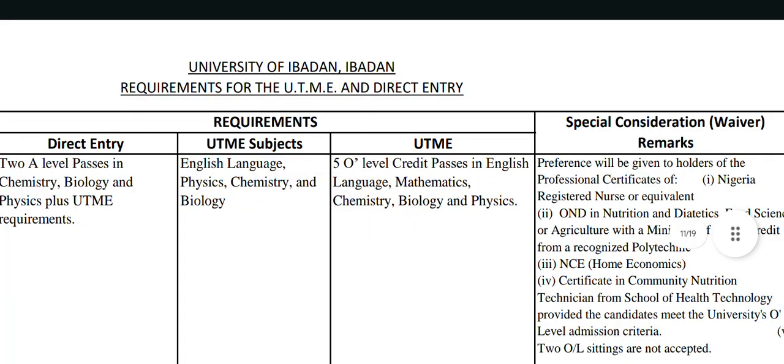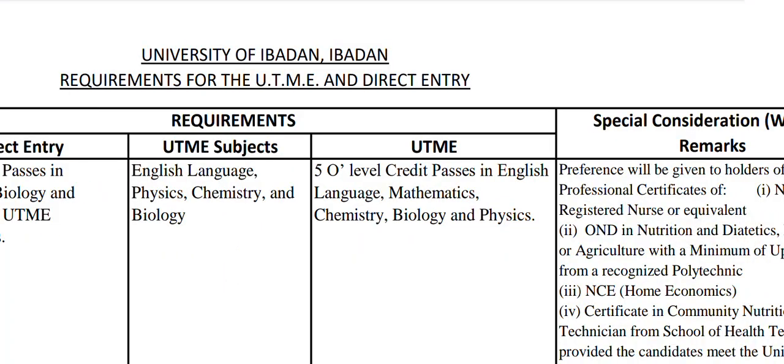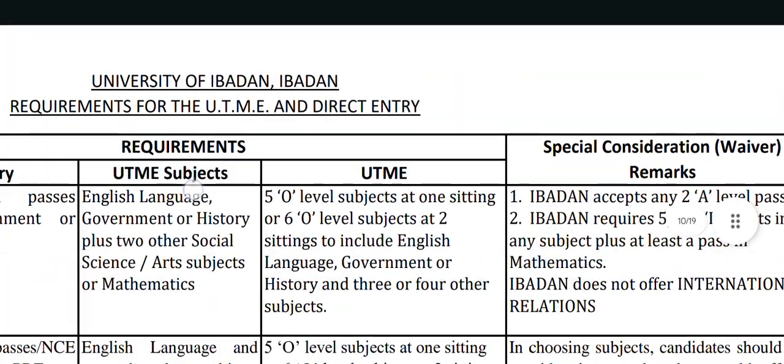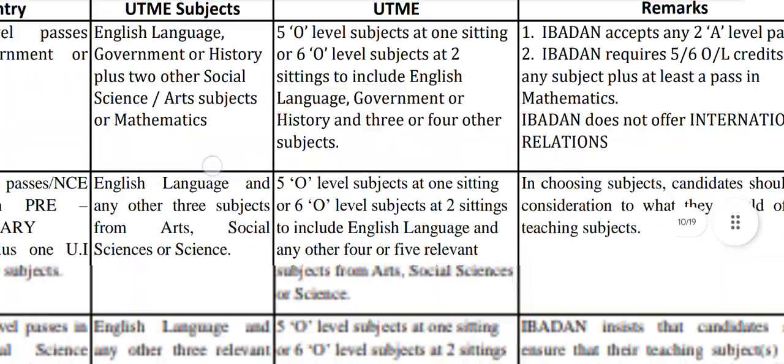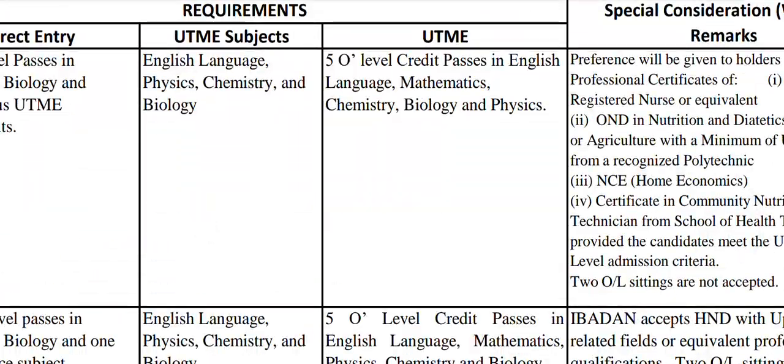So O level as well is very straightforward. You can see that they only state 5 O level credits, contrary to other courses that will say 5 or 6 O level. So under College of Medicine and Faculty of Pharmacy, only 5 O level credits is needed. They do not allow the use of two sittings.